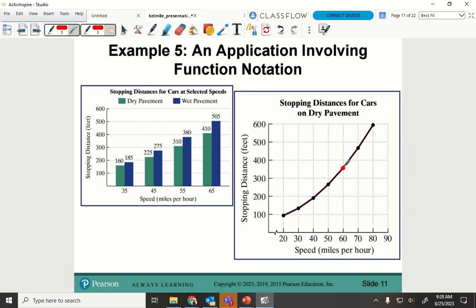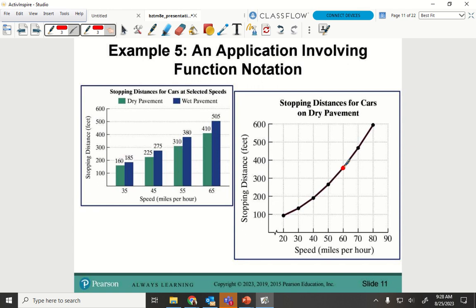Is it closer to 400? Yeah, it'd be closer to 400, so it would be more than 350, wouldn't it? Yeah. Let's say it's 380. 380 or 360? 360, because it still looks like it's close to that middle, right? 370. Okay, so about 360.